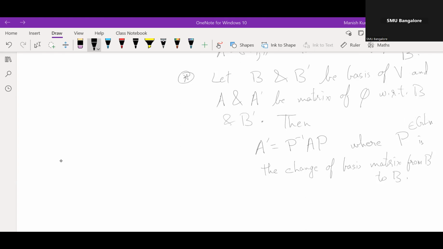Someone wrote a question: I thought B and B prime are matrices. You should tell me if you have some questions. So is it clear? B and B prime are bases, not matrices. Okay, good.